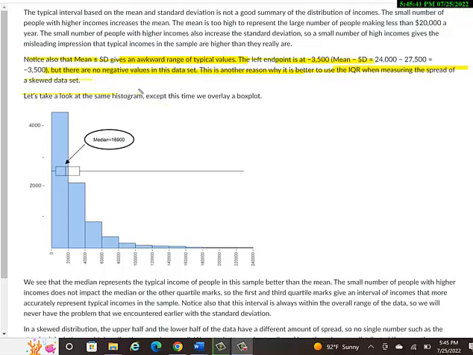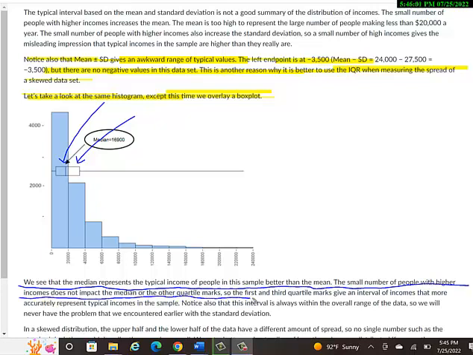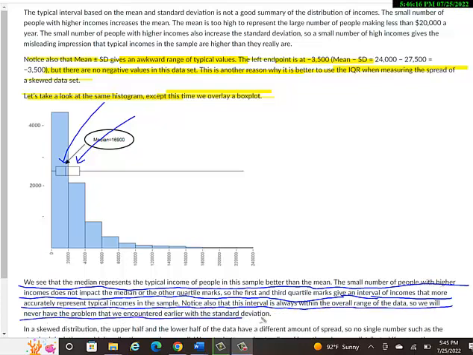So let's take a look at the same histogram, except this time we'll overlay a box plot. Here are the middle quartiles, quartile 2 and quartile 3. We see that the median represents the typical income of people in the sample better than the mean. The small number of people with higher incomes does not impact the median or the other quartile marks. So the first and third quartile marks give an interval of incomes that more accurately represents typical incomes in the sample. Notice also that the interval is always within the overall range of data, so we will never have the problem that we encountered earlier with the standard deviation.